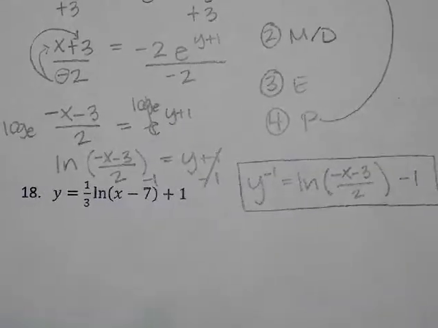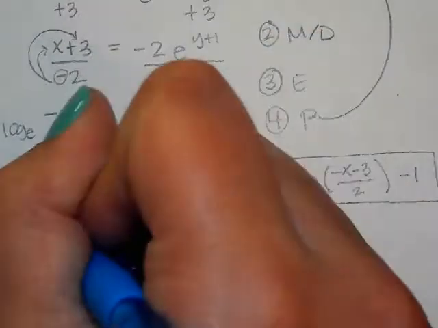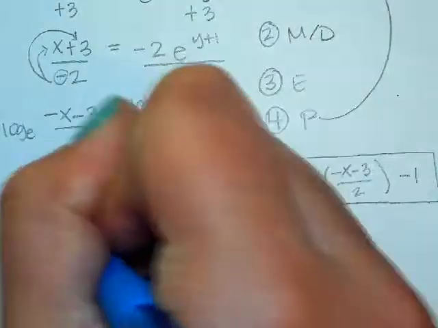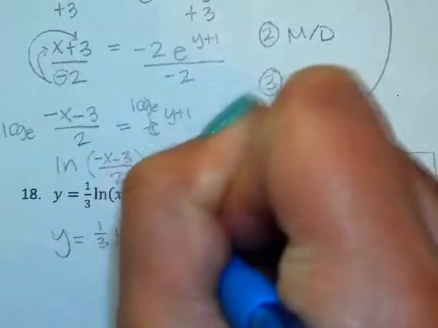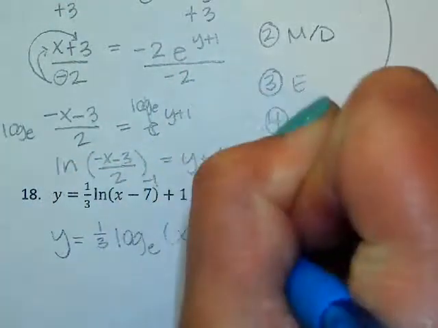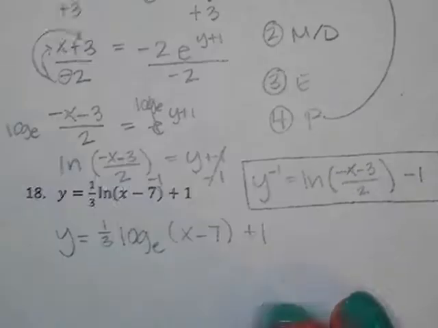Okay, before I get started, the ln is intimidating me, so how could I rewrite the ln before I get started? Log e. Okay, so I'm going to write this as y equals 1/3 log base e. I'm doing this before I even start the problem because it's going to be a little bit easier for me to do. Okay, now I'm ready. What do we do first with inverse problems? Switch the x and the y. Okay, so I'm going to trade my x and my y.